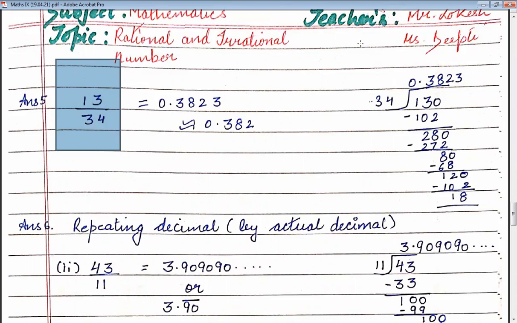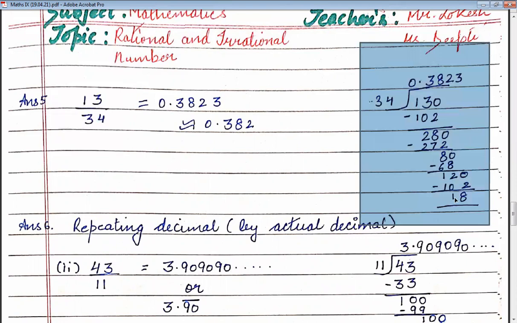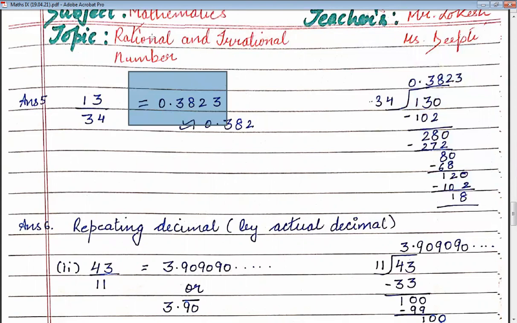So children, let us divide. Just have a look on the right hand side. You have to divide 13 by 34. So you have to divide and your answer is 0.3823. Now children, here we need the decimal up to 3 decimal places, but when we divide we get 4 decimal places. Okay, and now we will round off. Just remember, whenever you have to find up to 3 decimal places, first you have to make it till 4.